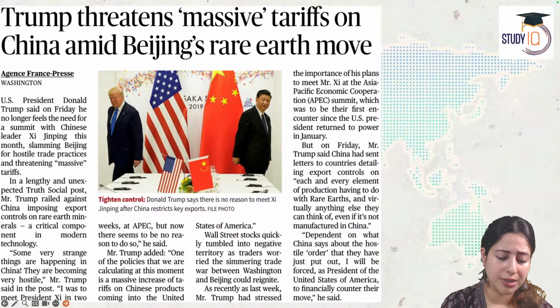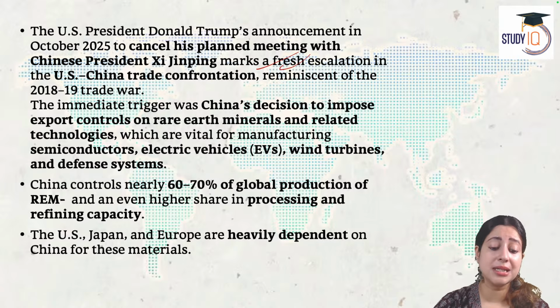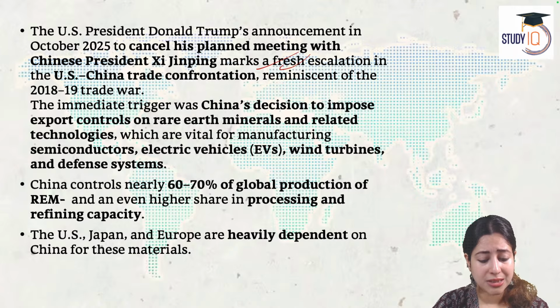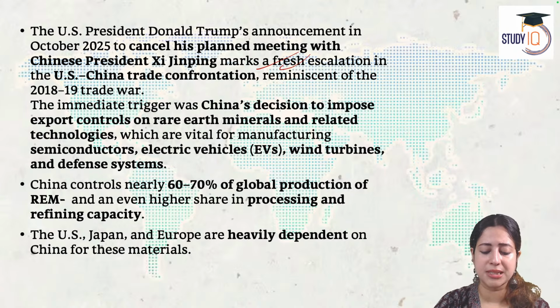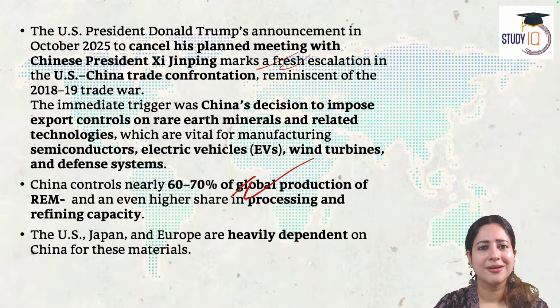What is most shocking is that he has cancelled his meeting that was about to happen in October with Chinese leader President Xi Jinping. They both were ready to meet, but Mr. Trump is angry. He said, no more meeting now. I am not going for the meeting anymore. Because this decision of China, which controls 70% of global production of rare earth material and processing and refining capacity, will impact production of semiconductors, smartphones, everything in US, Japan, Europe, India, everywhere.